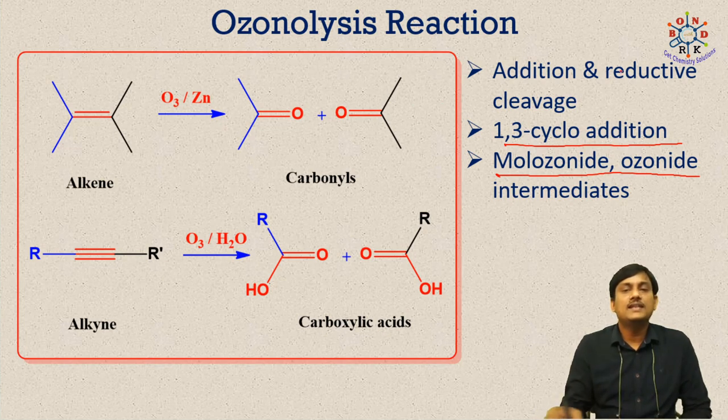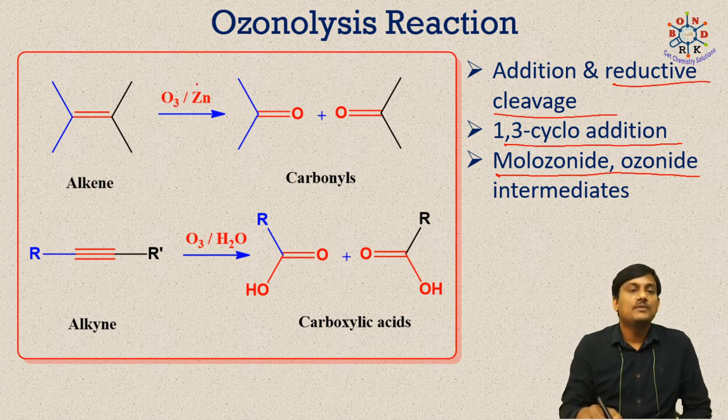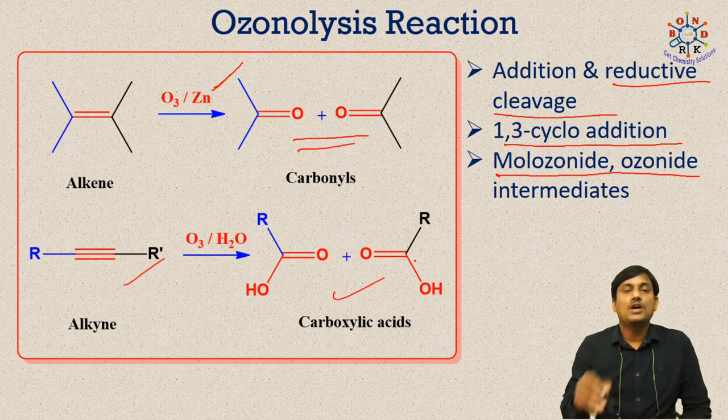After addition, there is a reductive cleavage. Upon reductive cleavage, for the alkenes, we use zinc as a reductive agent. In alkenes, we will get carbonyl compounds. In case of alkynes, we get carboxylic acids.